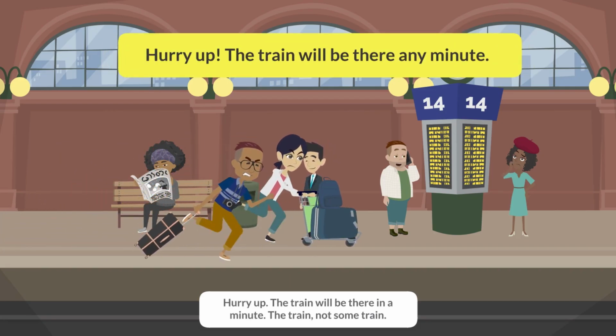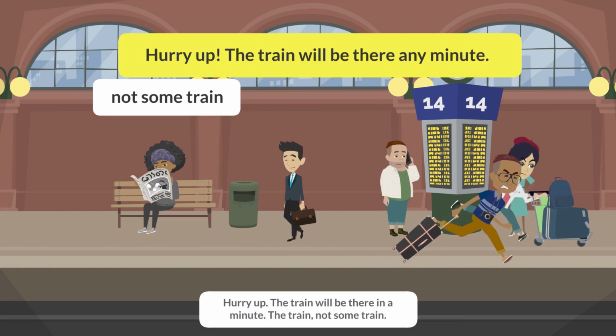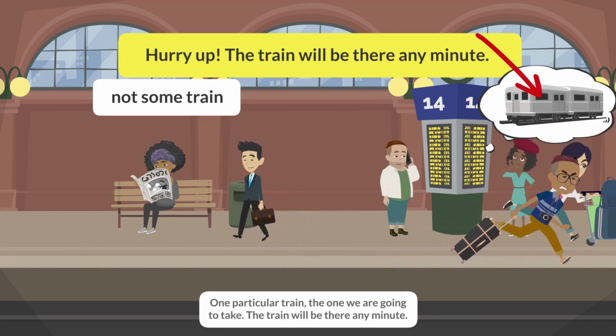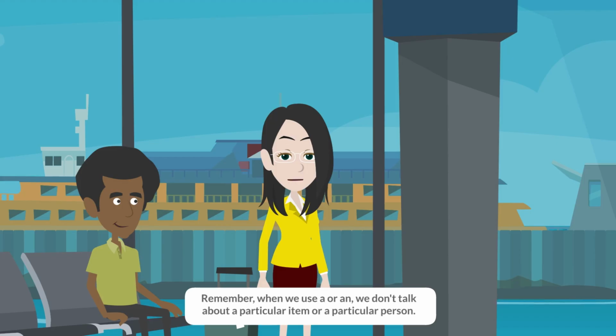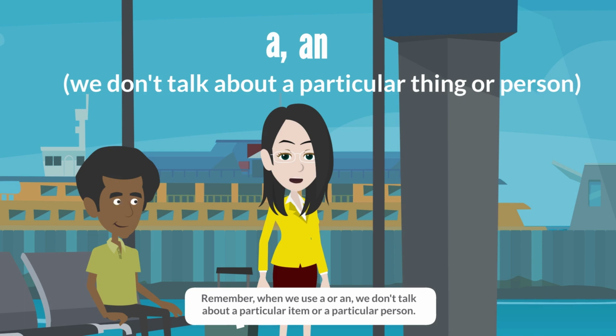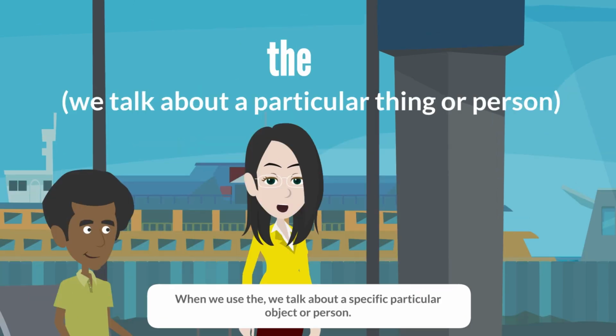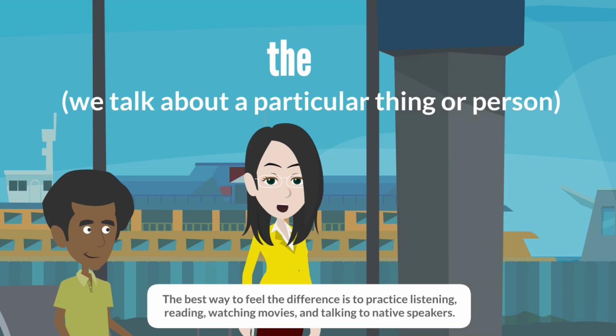Hurry up. The train will be there in a minute. The train, not some train. One particular train, the one we are going to take. The train will be there any minute. Remember, when we use a or an, we don't talk about a particular item or a particular person. We talk about some person, some object, one of many similar objects. When we use the, we talk about a specific particular object or person. The best way to feel the difference is to practice listening, reading, watching movies, and talking to native speakers.